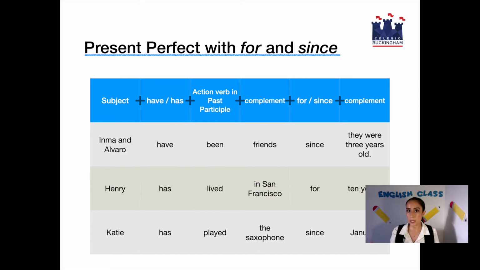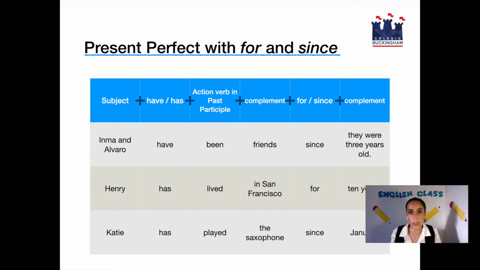Remember, when we learn verbs, the conjugation of the verbs, we learn the present, the past, and the past participle. This is the verb that we are going to use always for our present perfect forms. Then we are going to have a mini complement that is going to put us in the situation. And then we are going to use the word for or since, depending on whether we are going to talk about a period of time or a specific point of time. And then we are going to have the complement that is going to enclose our whole sentence.